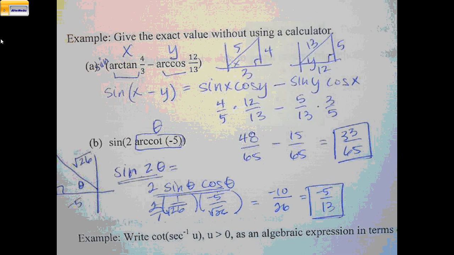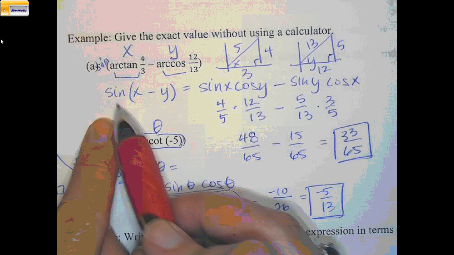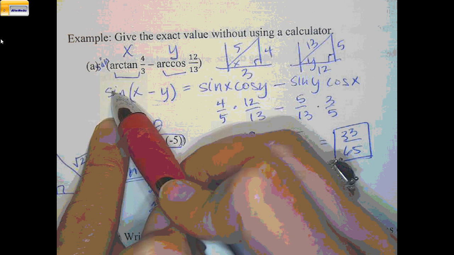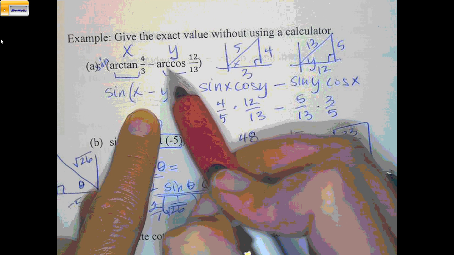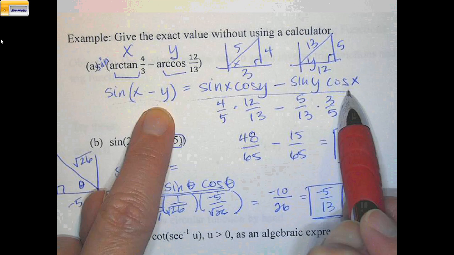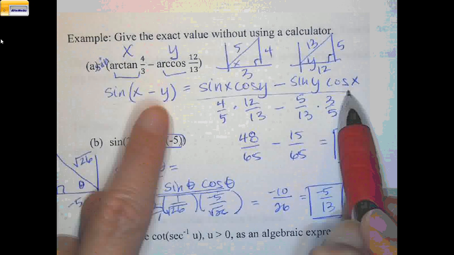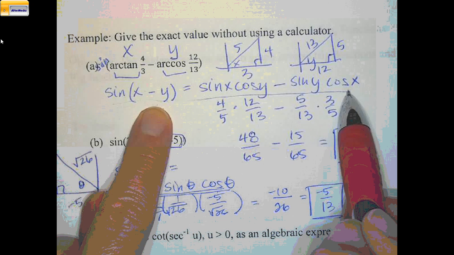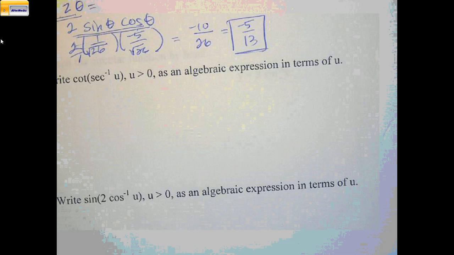Letter A. So Emily, do you see where I got this? Here's sine. This is asking for an angle, we're going to call it x. This is asking for an angle, we're going to call it y. And this is an identity. It's the difference identity on your pink sheet. Are you okay? Okay.